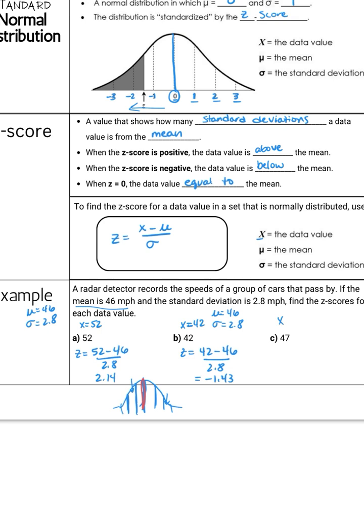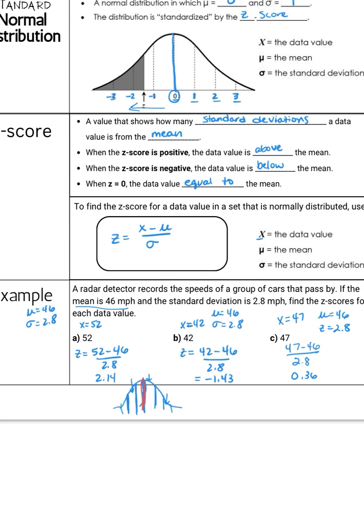Lastly, we've got 47, so we're going to do x is 47, our mu is still 46, and the sigma is 2.8. So we're going to do 47 minus 46, so our number is going to be positive again, divided by 2.8, and our z-score this time is going to be 0.36. That means I'm just barely to the right of the mean.